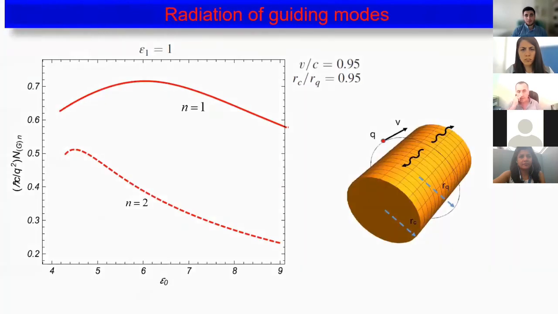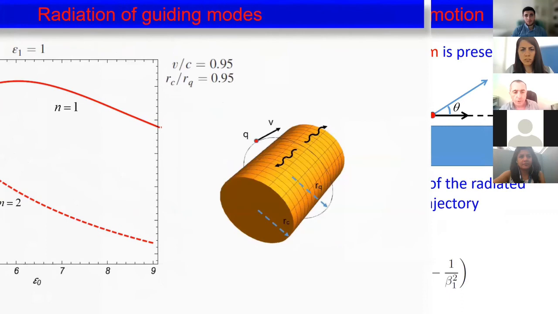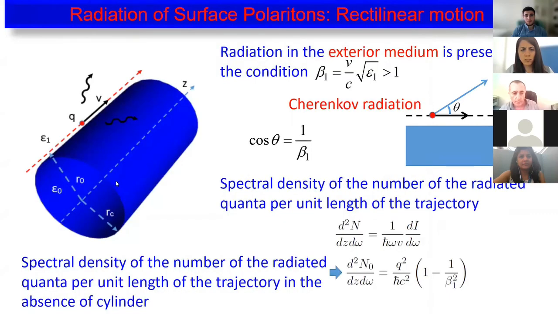And the second problem is the case when a charged particle moves along a rectilinear trajectory outside of the dielectric waveguide. In this case, if the Cherenkov condition in the exterior medium is satisfied, that means that we have this condition. In this case, we have Cherenkov radiation in the exterior medium. And this Cherenkov radiation is propagating along the direction that is determined by this angle, the standard Cherenkov angle.